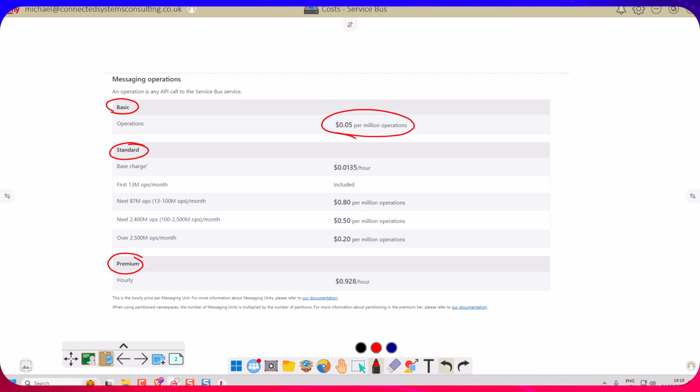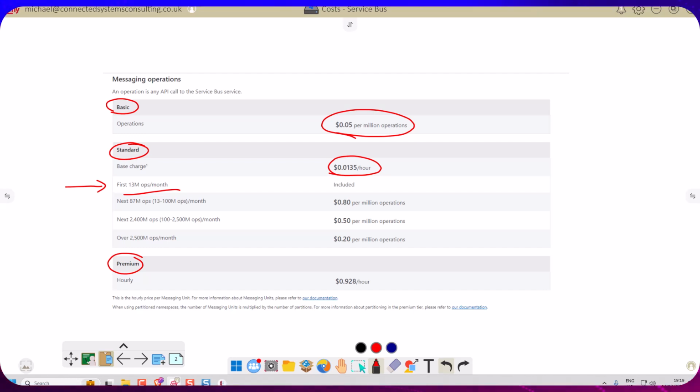With standard, it's probably the most difficult to calculate your costs because with premium and basic, there's only really one parameter that pretty much comes into play. With standard, there's multiple. So the first thing to note is you've got this basic charge here, which is a per hour charge. Now it's pretty small, but I think for a month you're typically going to be looking at about $10 for a Service Bus namespace, and that'll give you an inclusive 13 million operations per month.